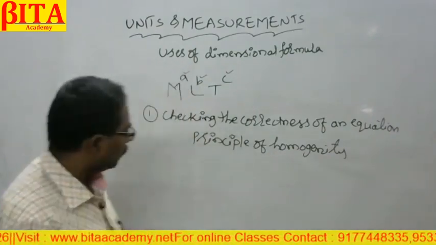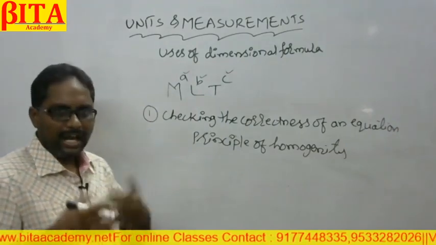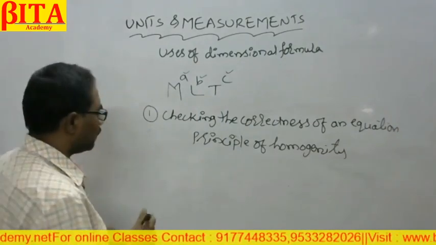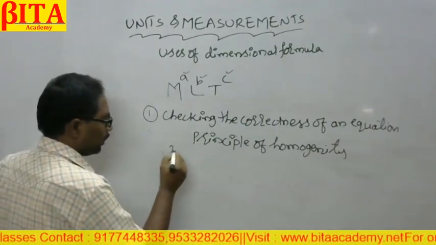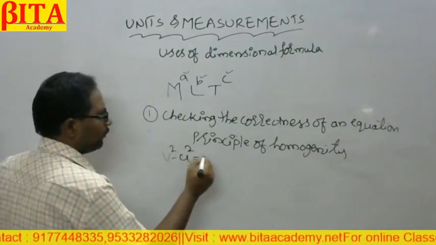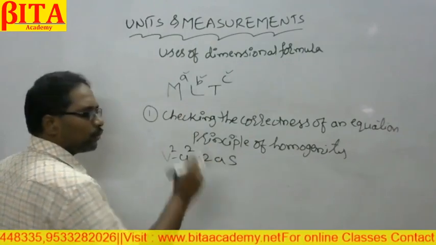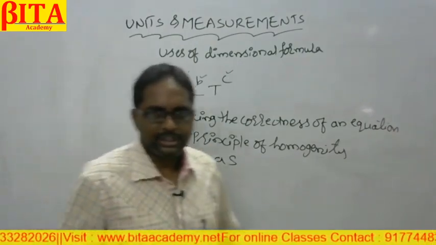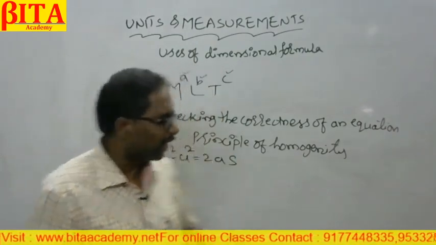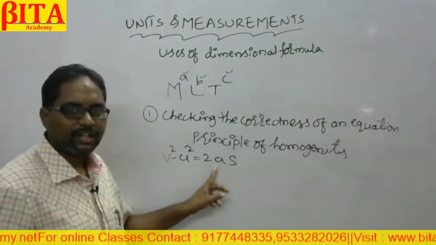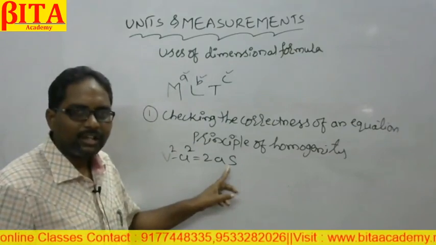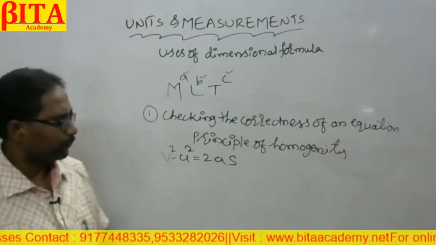Let us take a small equation from the kinematics chapter, which is v square minus u square is equal to 2as. You already know this equation is used in kinematics, where v stands for final velocity, u stands for initial velocity, a stands for acceleration, and s stands for distance traveled.